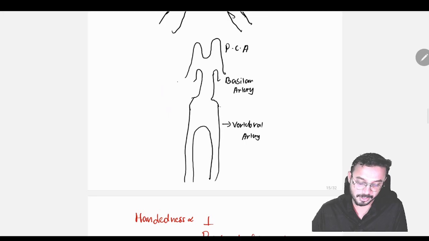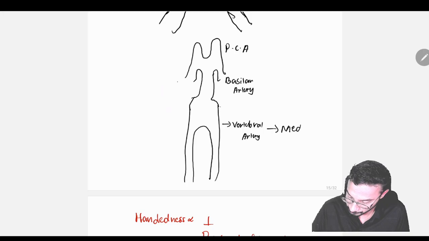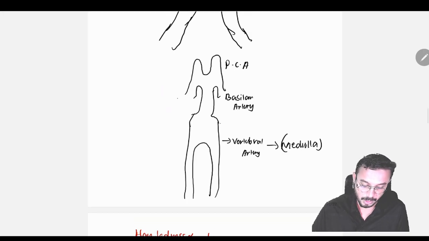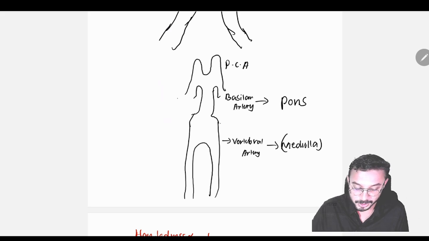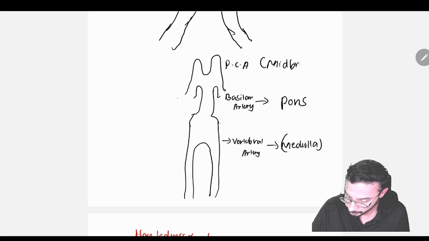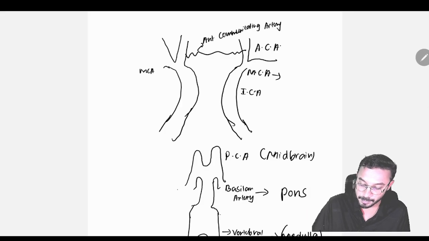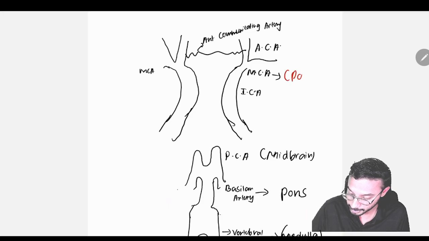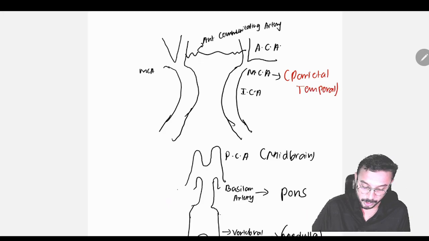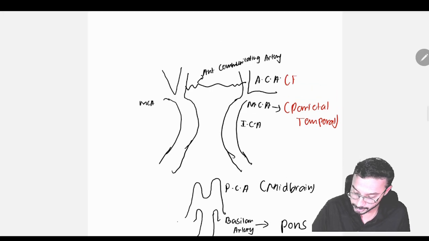And this is the vertebral artery. Where does it supply? To the medulla. If there is damage to the vertebral artery, the medulla will get damaged. Medulla is responsible for respiration. The basilar artery supplies the pons, the posterior cerebral artery supplies the midbrain. And the middle cerebral artery supplies the parietal and temporal lobes. And the anterior communicating artery, here it is the frontal lobe.